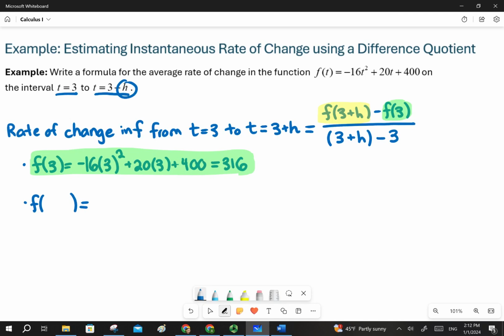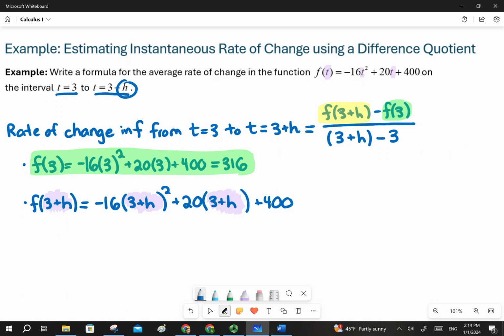Just like in the example where we first used a formula to evaluate a rate of change, I'm going to replace every t in the formula with an empty set of parentheses. And then I'll fill every set of parentheses with the desired input, 3 plus h. So f of 3 plus h equals negative 16 times 3 plus h squared plus 20 times 3 plus h plus 400.